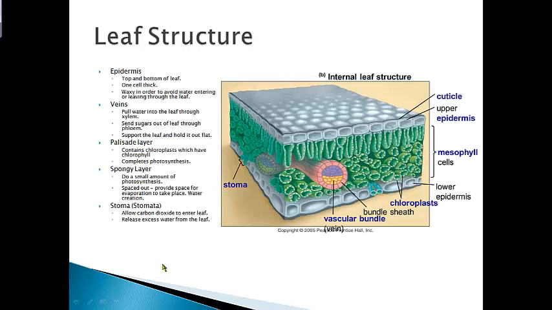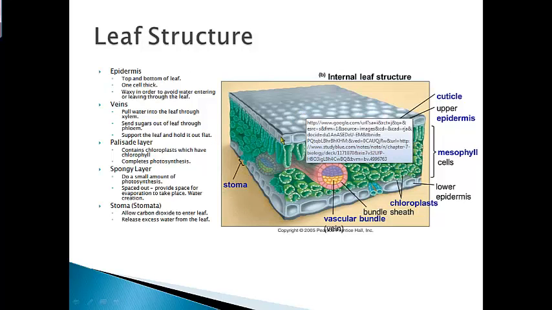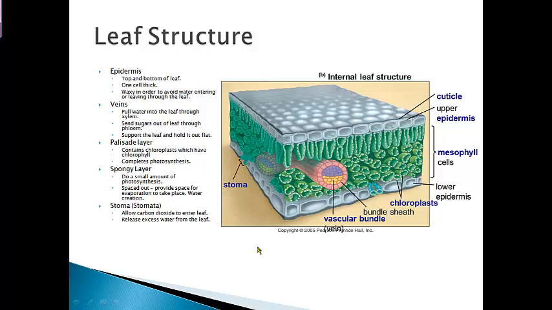What is the leaf structure? Well, pretend this is the top up here. This is the top of the leaf. And pretend down here this is the bottom of the leaf. Okay? The top and the bottom of the leaf are called the epidermis. And they are exactly one cell layer thick. So they're very, very thin.